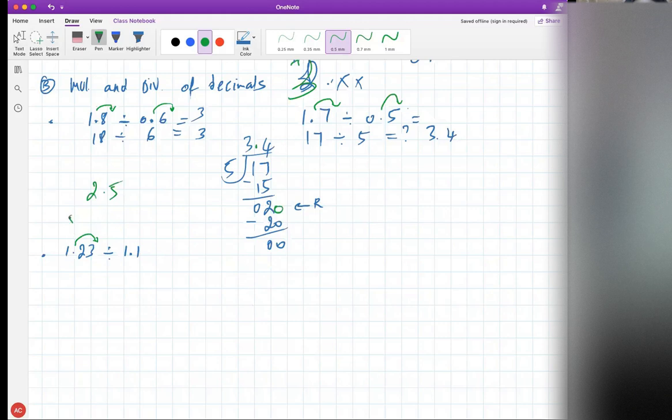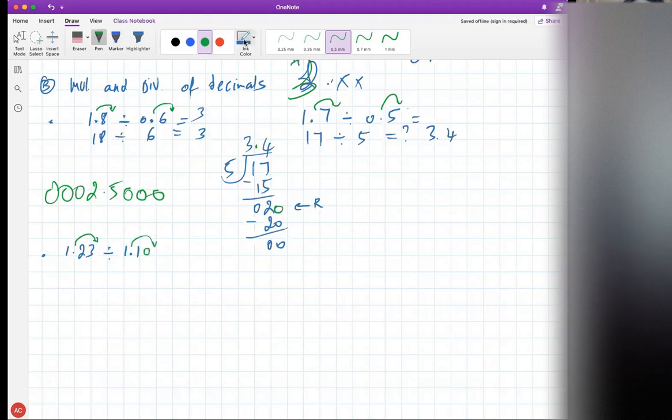It will not change the number. For example, if you have 2.5, that is the same as this. It's still the same number. You can add as many zeros as you need before or after, to the right, to the left, it will still be the same. Here, we move twice. We need to move this twice also, so we're gonna need to move once. And that brings us to the whole numbers, 123 and 110. And let's go ahead and do this division.